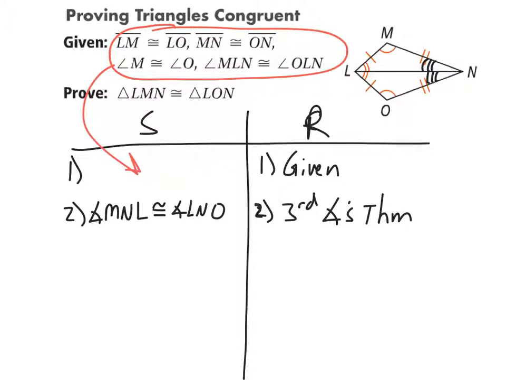How many sides, how many sets of sides are congruent? Currently 2. What's the third side? Look at the top triangle. What's the third side there that we don't know anything about yet? LN. Line segment LN. Look at the bottom triangle. What's the missing side there that we don't know anything about? Oh, LN. Well, how do I know that line segment LN is congruent to line segment LN?